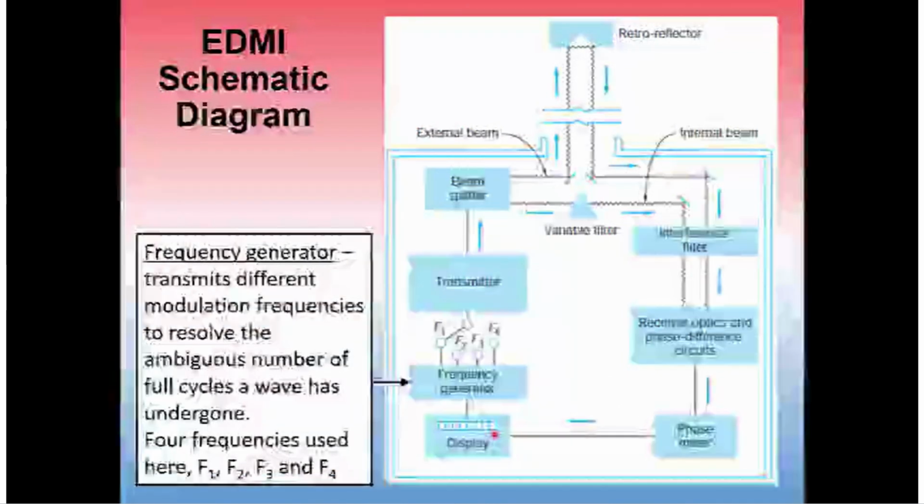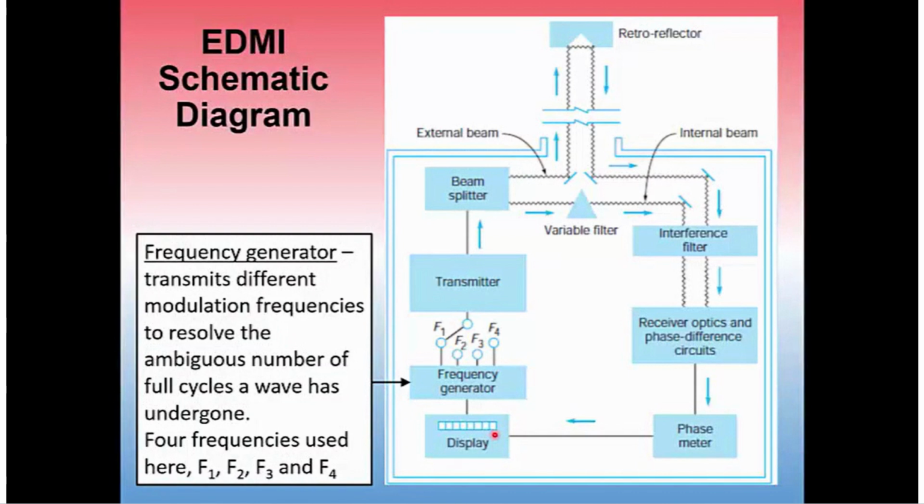What we haven't talked about is this frequency generator, and the frequency generator actually allows the instrument to transmit different modulation frequencies to resolve the ambiguous number of full cycles a wave has undergone. This wave, as it goes out through the atmosphere, is going to go through many cycles, or most likely several cycles, maybe only a partial cycle, but we don't know exactly how many cycles it's gone through. All we know is the phase shift in that particular wave.